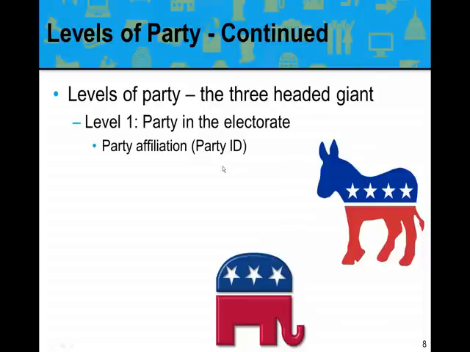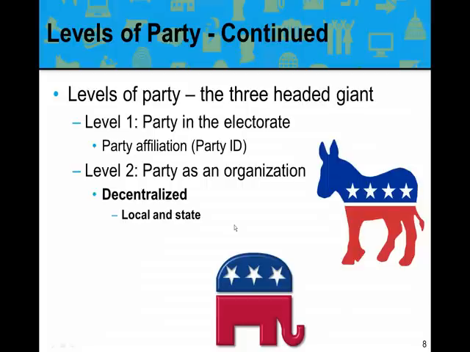All right, so that's party identification. Who identifies with what party? All right. The second level talks about the party as an organization. One thing you should write down is that parties in America are weak and decentralized relative to their European counterparts, even though we have a whole political system based on the party as an organization.